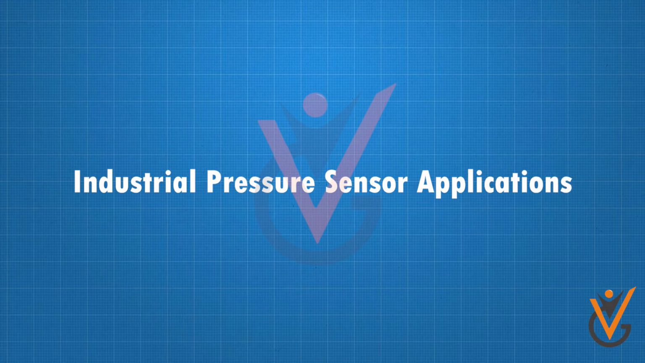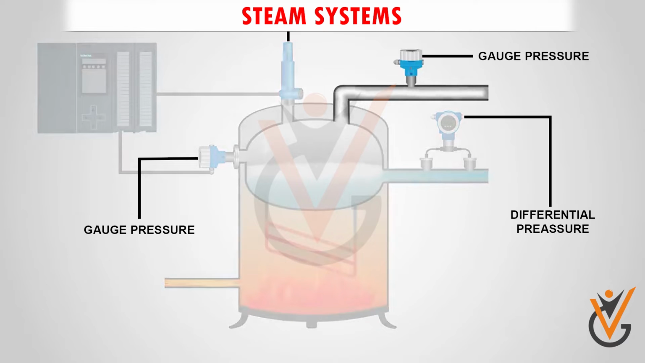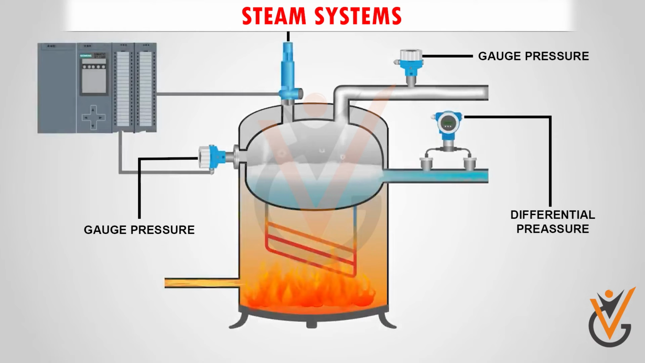Industrial pressure sensor applications. Steam systems. In industry, pressure sensors are used for a wide variety of processes. Some common uses are to measure the pressure of steam. Steam is commonly used to heat many processes in manufacturing facilities.